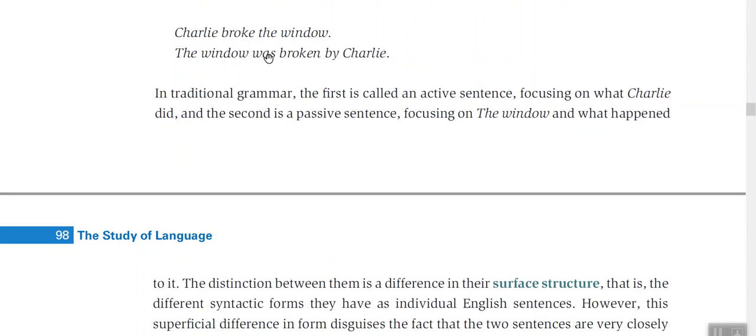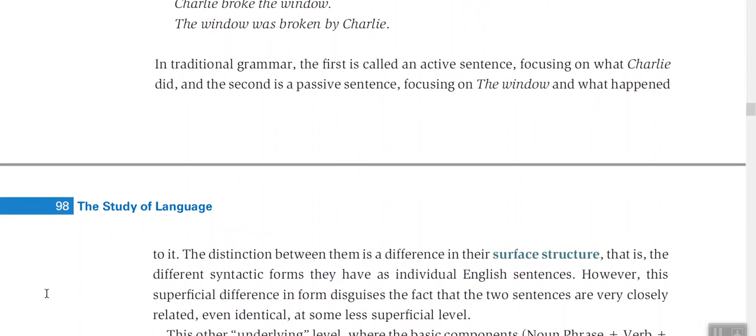What is the difference between them? Do you find any difference between them? Here you have what? Superficial. Superficially. So the distinction between them is what? It is a difference in their surface structure. Let's see what is surface structure and what is deep structure.